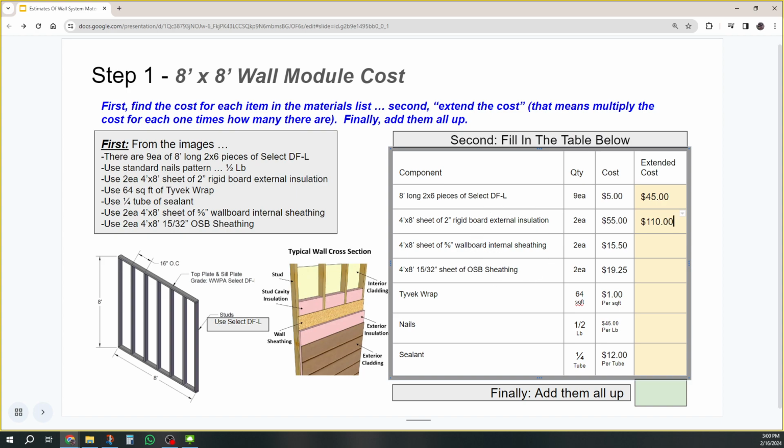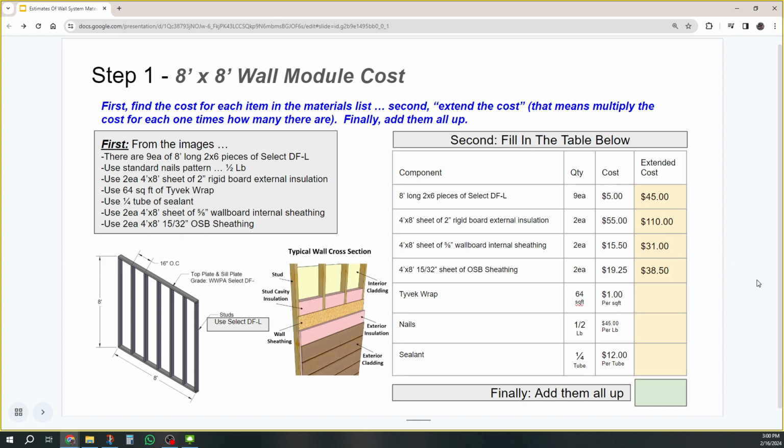And then I've got my internal wall board, my gypsum board. There's 2 of those, right? Because one takes up 4 foot, the other one takes up the other 4 foot to make 8. And so that's going to be like $31. And then I have my OSB, my sheathing that goes on the outside. There's going to be two 4x8s of those. And that looks like $38.50. It is quicker if you can do these in your head, but sometimes you got to get that calculator out.